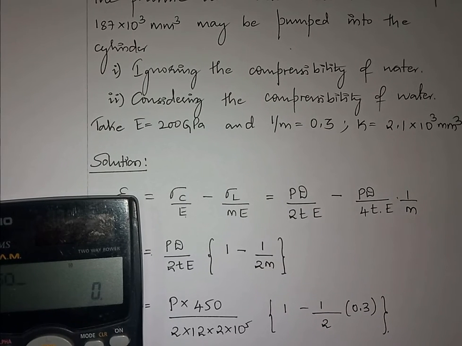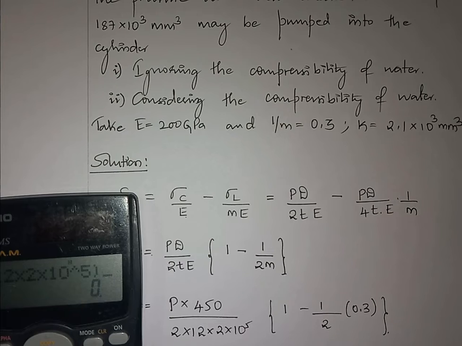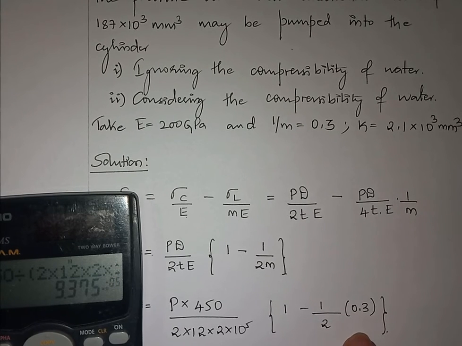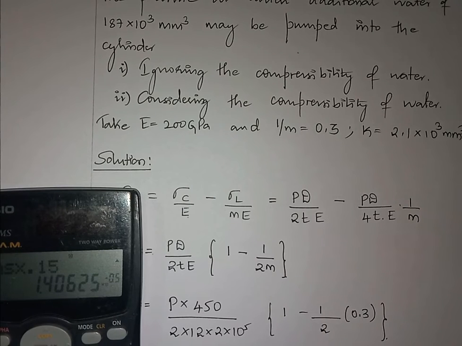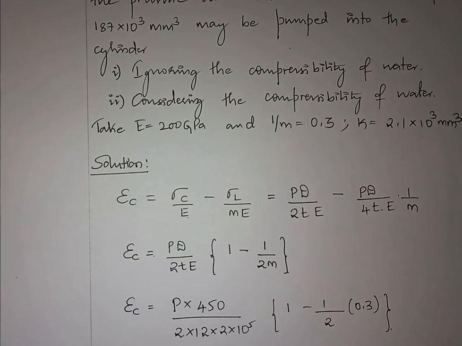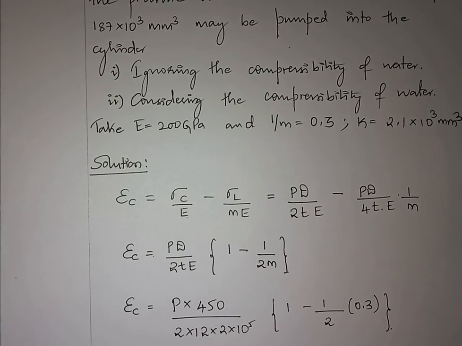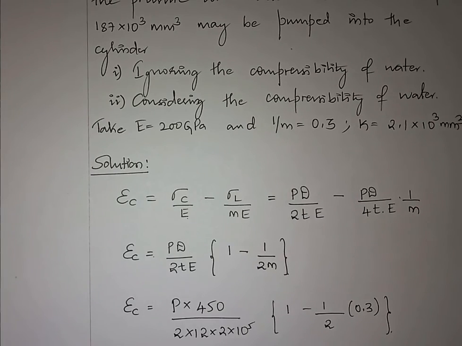So it is 450 divided by 2 into 12 into 2 into 10 raised to 5. So this quantity is 9.375 into 10 raised to minus 5. So in this case it is 0.15 into 0.15. Right, so the value what I am getting here is 1.406 into 10 raised to minus 5. Okay, I'm getting the value as 7.97 into 10 raised to minus 5 p. So this is the value what I am getting.